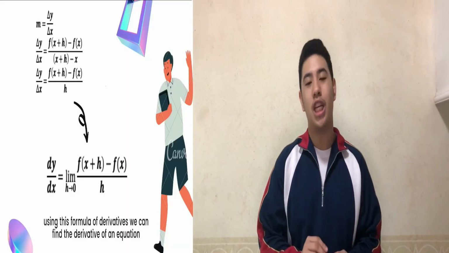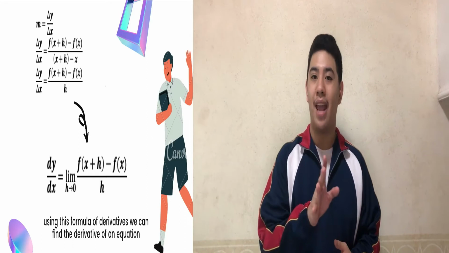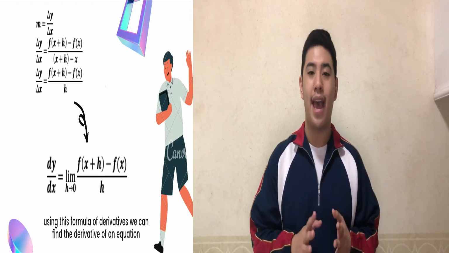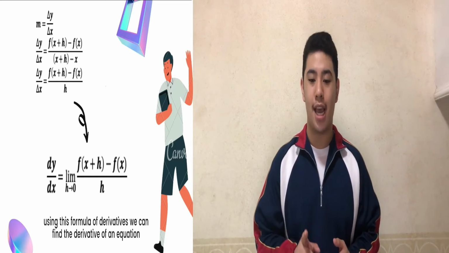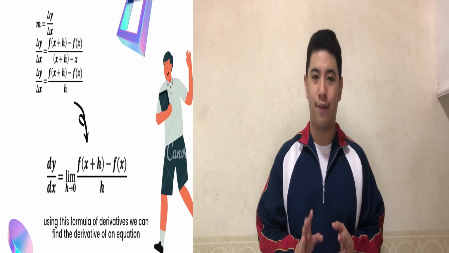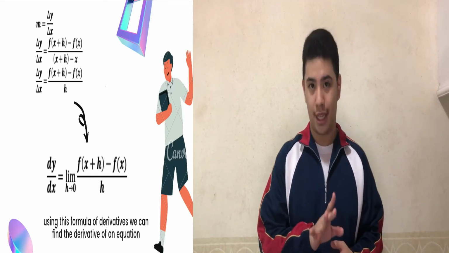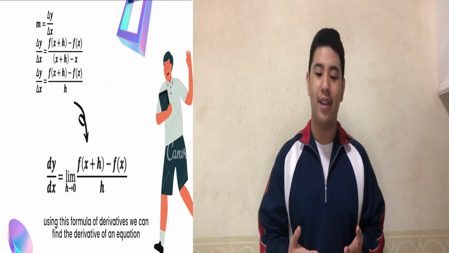Do you want to know the formula for the definition of derivative? Yes, m is equal to the change of y all over the change of x, and deriving, dy over dx is equal to the limit of f of the quantity x plus h minus f of the quantity x all over h, wherein h approaches 0. Using this formula of derivatives, we can find the derivative of an equation. Now we have the definition of derivatives formula.